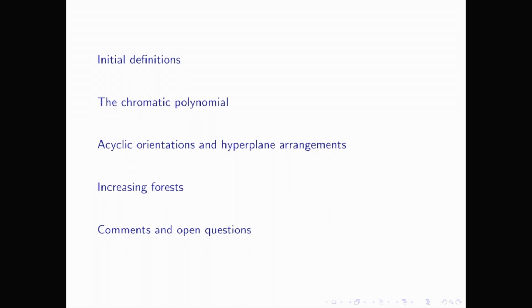And one of the things that I love about the chromatic polynomial is that it has this tendency to show up in places where a priori it has no business being. It just kind of appears out of nowhere. And I'm going to give you two examples of that, classical examples of that, one having to do with acyclic orientations and one having to do with hyperplane arrangements. And then in my own research recently, true to form, we were studying something that didn't have anything to do with the chromatic polynomial, and up it popped. So that's going to be the subject of the fourth section on increasing forests.